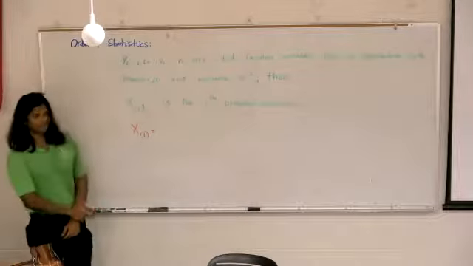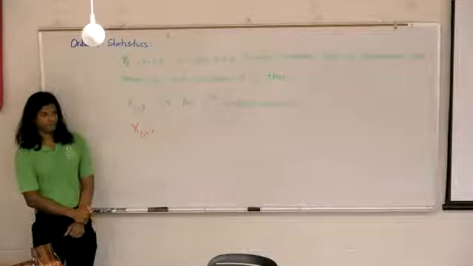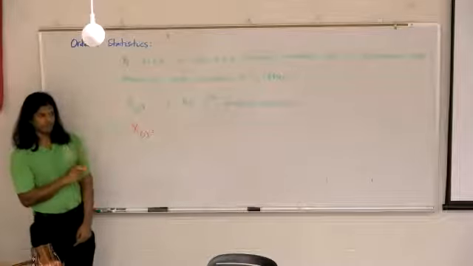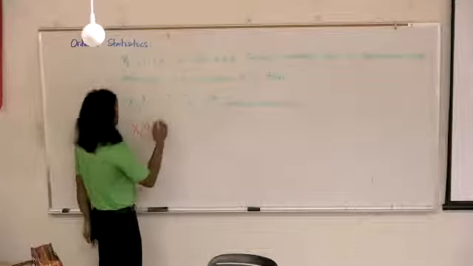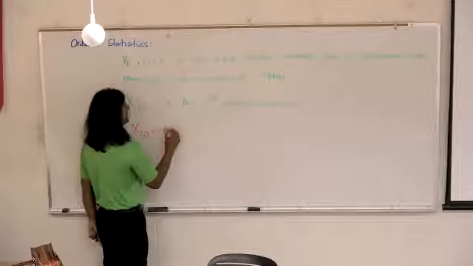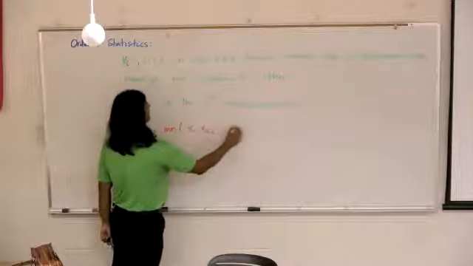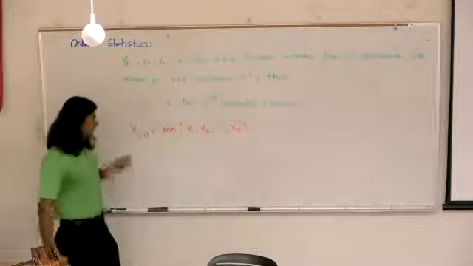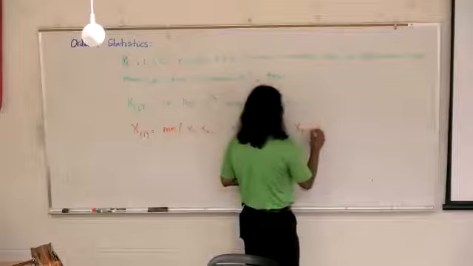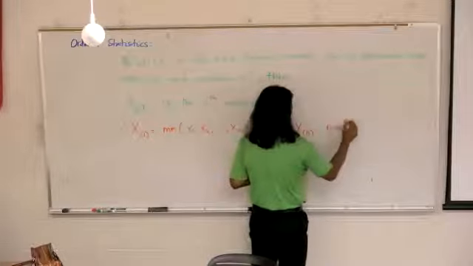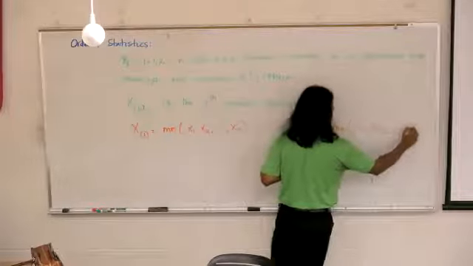What is x1? That will be the minimum of all the xi. So it's the minimum of x1, x2, all the way up to xn. If I have xn, that is the maximum of x1, x2, all the way up to xn.